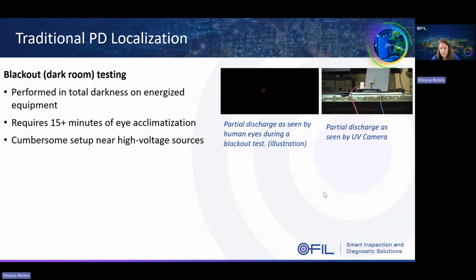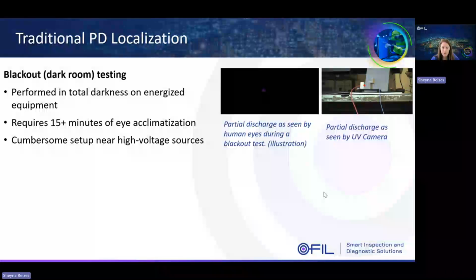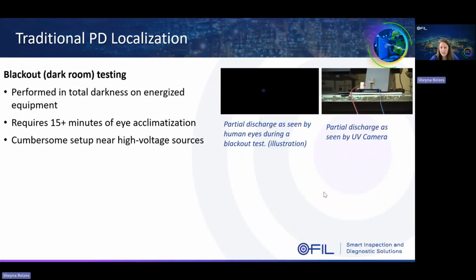There are some traditional methods for localization of the partial discharge. First, we have blackout testing, which is done in total darkness on energized equipment. The operator has to wait for at least 15 minutes for their eyes to adjust. This setup is quite cumbersome, as creating a dark room and standing near high voltage components in the dark isn't ideal.